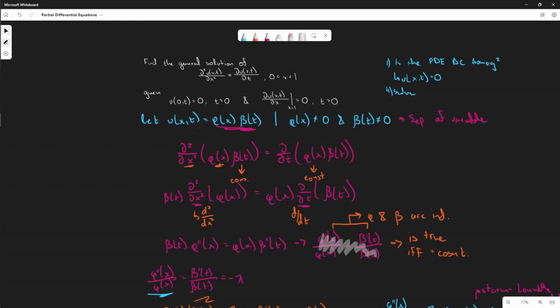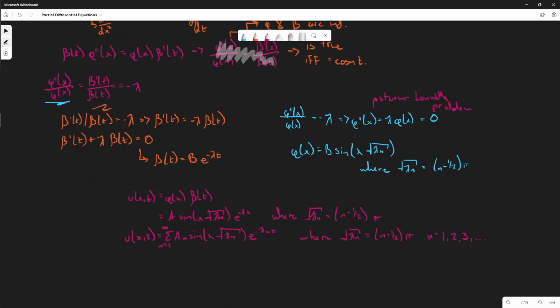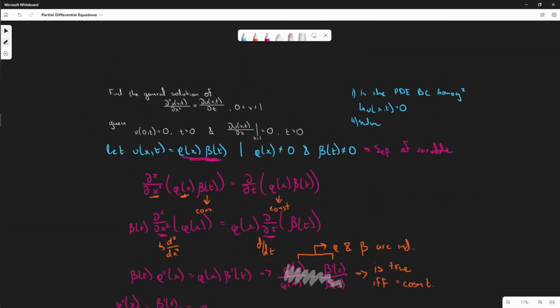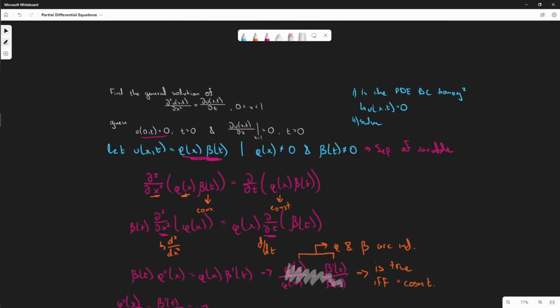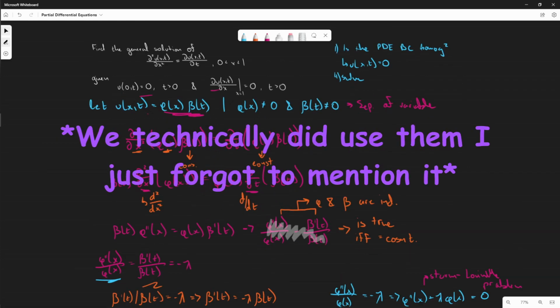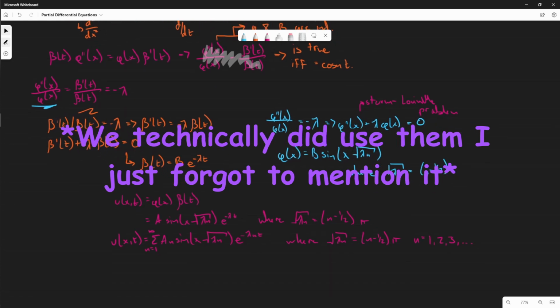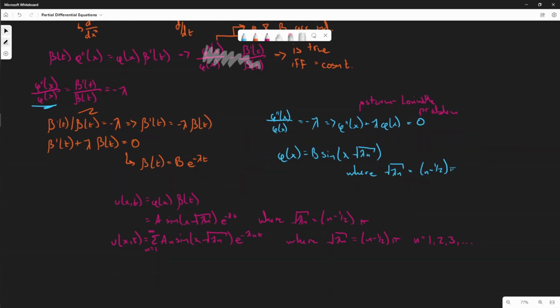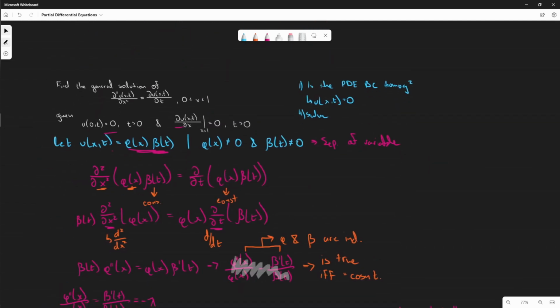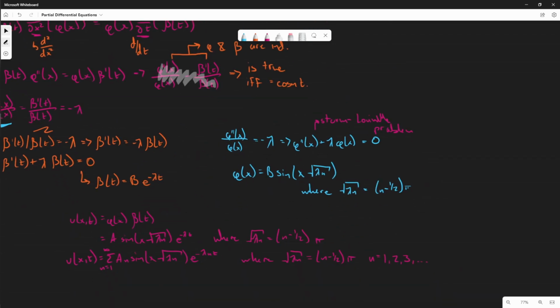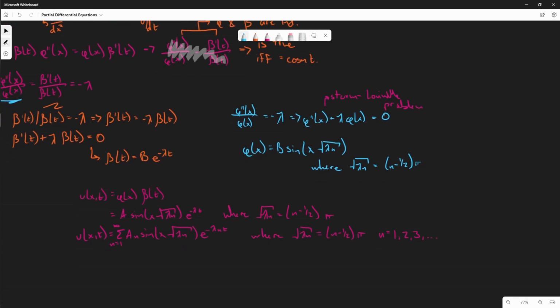And that is it for this video. We found the general solution. As you can see, we haven't plugged in the boundary conditions, because that will give us a particular solution. So in the next video, we are going to continue this example and actually find the particular solution, which means we have to use the boundary conditions. But other than that, this is our final answer.